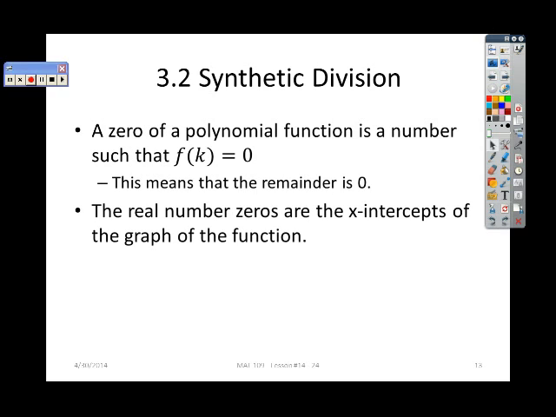The reason zeros are important is that those zeros are x-intercepts on the graph. X-intercepts are real valued solutions to the equation. So zeros and solutions are the same thing. If we find zeros, we find solutions, and we're looking for solutions. And if solutions and zeros are the same thing, if we have a way to find zeros, then we have a way to find solutions.